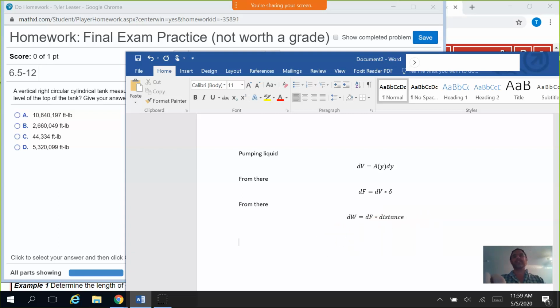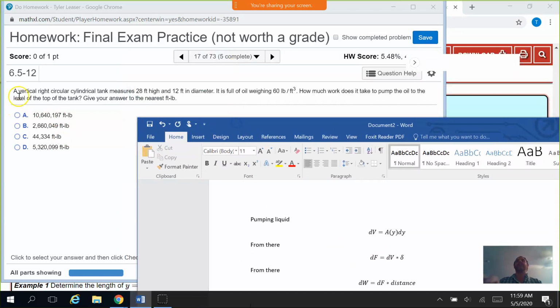So for this question, we have a vertical, right, circular, cylindrical tank. That's a fancy way of saying it's a cylinder. So we have a cylinder that is 28 feet high and 12 feet in diameter. When you slice a cylinder horizontally, you're just going to get a bunch of circles. So all of my slices are going to be circles with a diameter of 12.